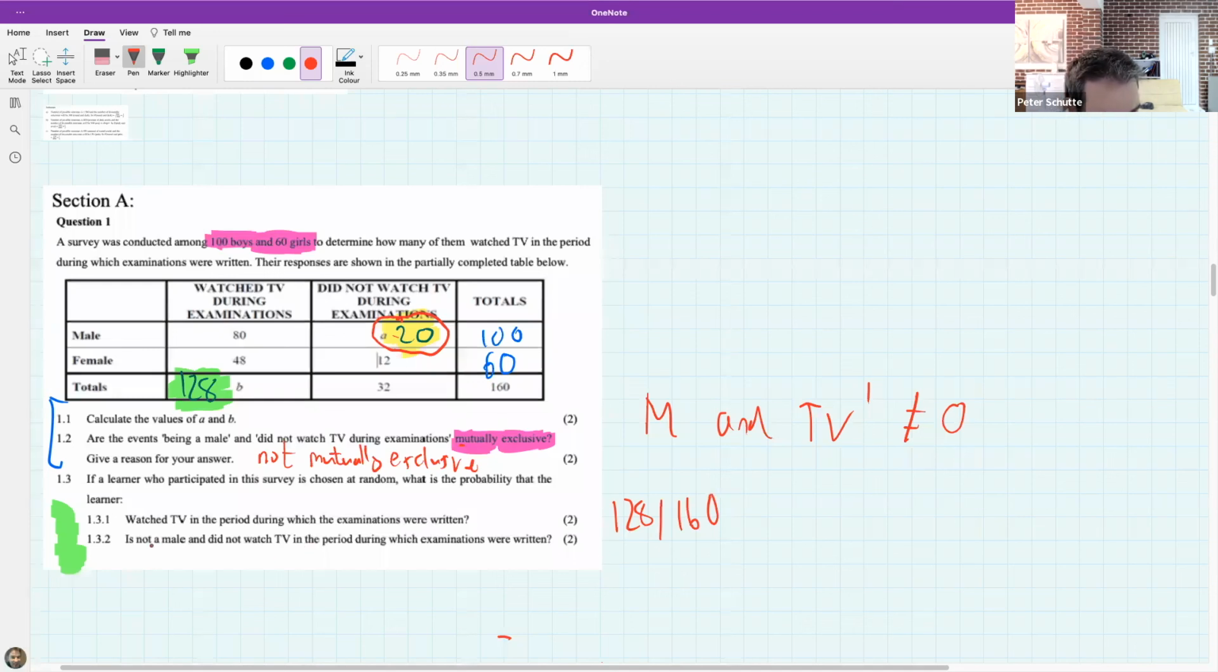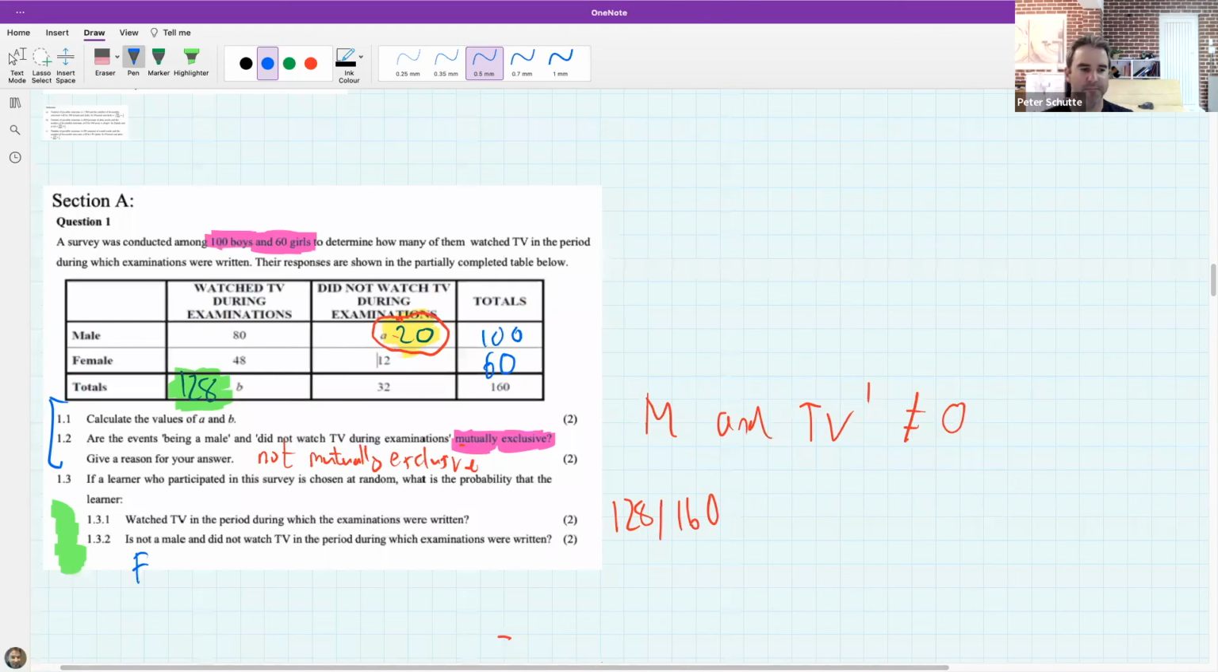Okay, what is the probability that a randomly chosen person is not male and did not watch TV in the period during which examinations were written? So the not male part is code for what? It's code for female. And did not watch TV during the examination. So what's that going to be? Who wants to end us off tonight with the right answer? Who wants to come on and give us an audible answer there? Yeah, Leobona, let's go to you.